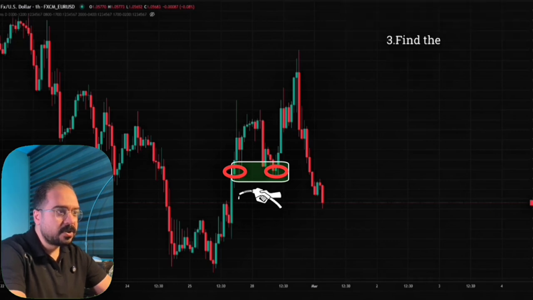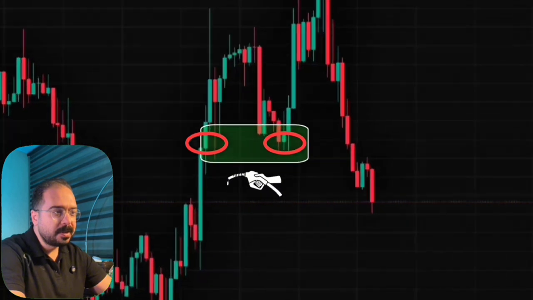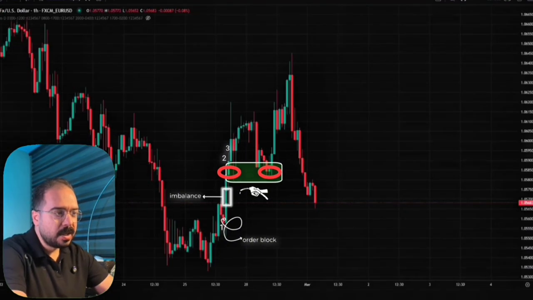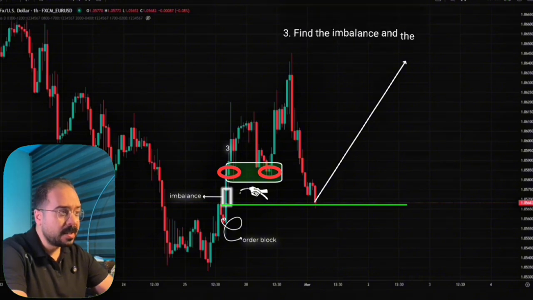Number 3, we should find the imbalance and the order block before the liquidity area. So what do we have here? Between these 3 candles, 1, 2, 3, we have FVG, we have imbalance, and this candle is our order block. So market should come down, fill this imbalance, and touch this order block for going up. As you can see, market comes down, filled this imbalance and touched this order block, and it's ready for going up. Number 3, check.